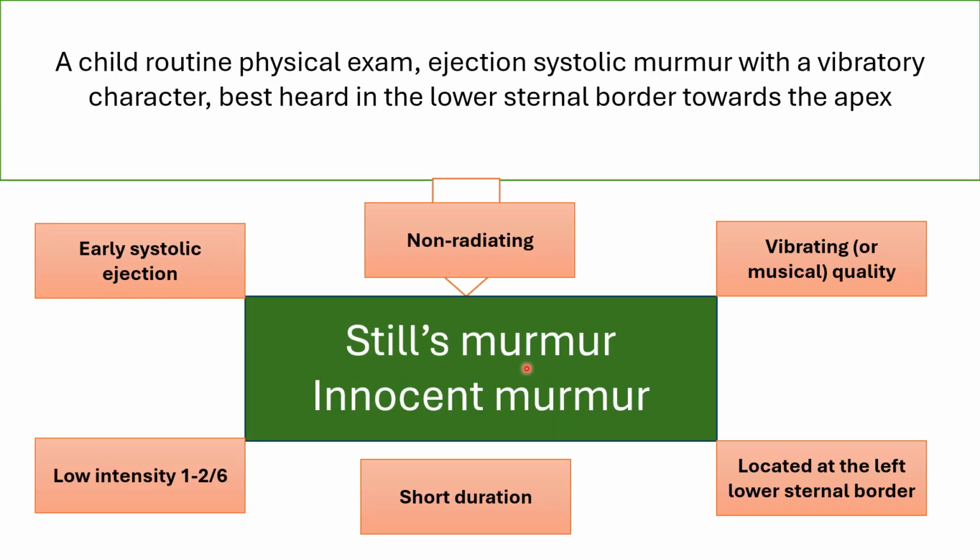Again, to emphasize Still's murmur or innocent murmur, because it's extremely common in pediatrics. This type of murmur requires only reassurance. No echocardiogram, no referral to a cardiologist because of this murmur. It's very benign. It is a non-radiating, early systolic ejection murmur, low intensity between 1 to 2/6, short duration, located at the left lower sternal border, vibratory or musical quality.